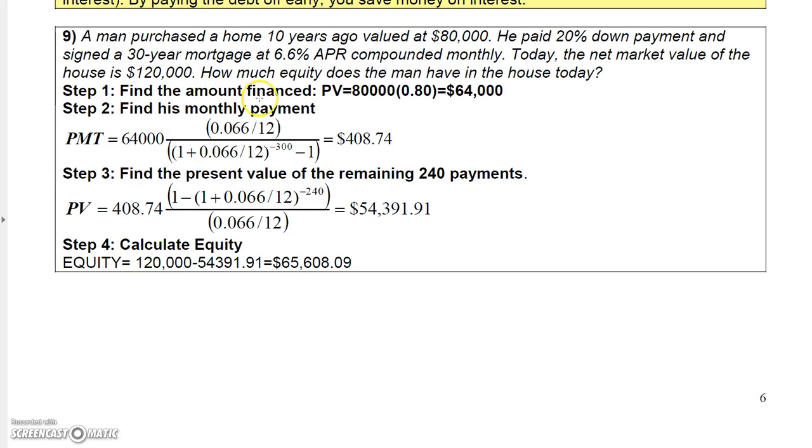All right, I'm going to do equity. I'm going to do it pretty quick here. I got 2 minutes to do it in.